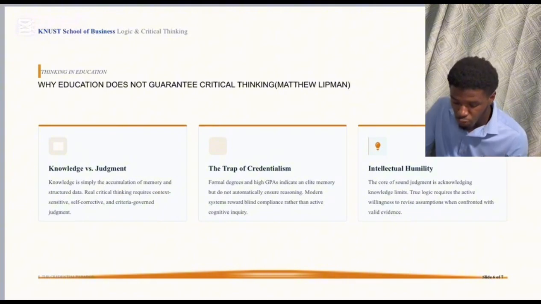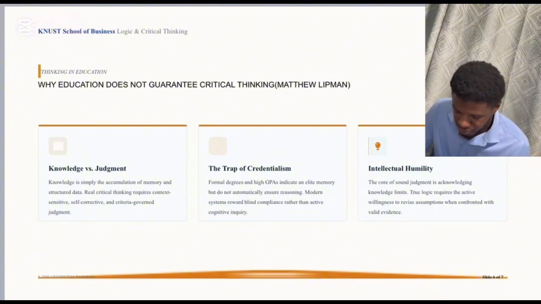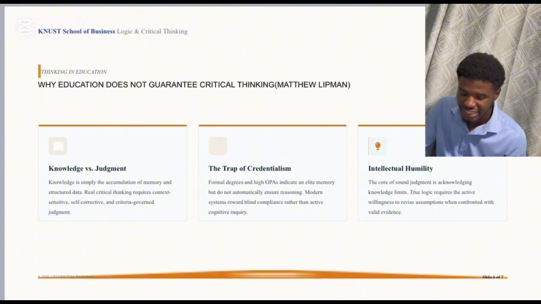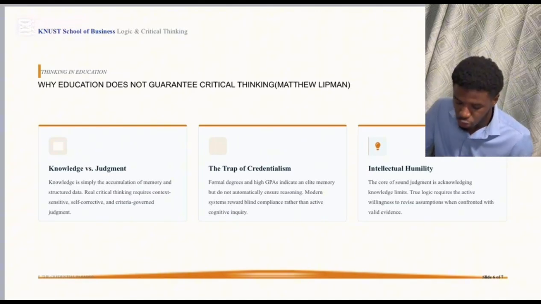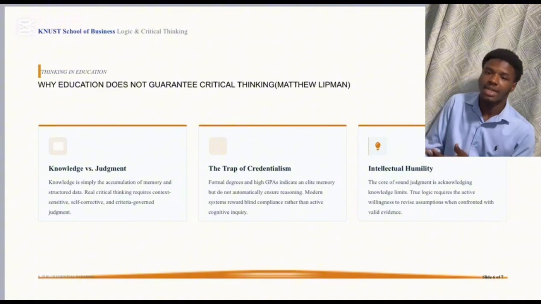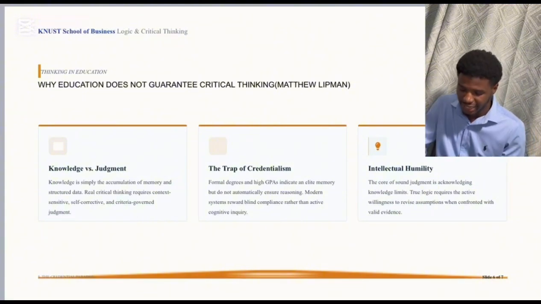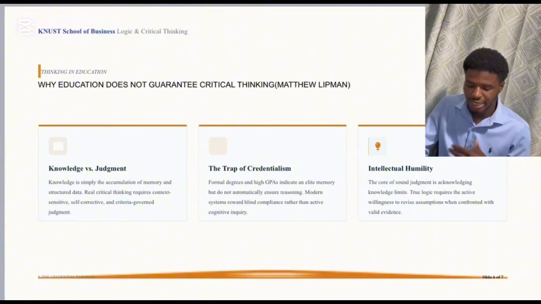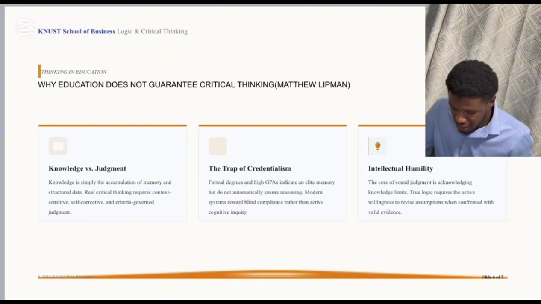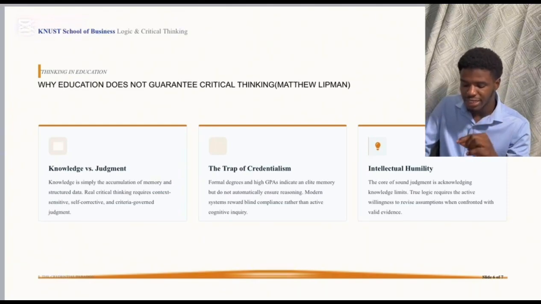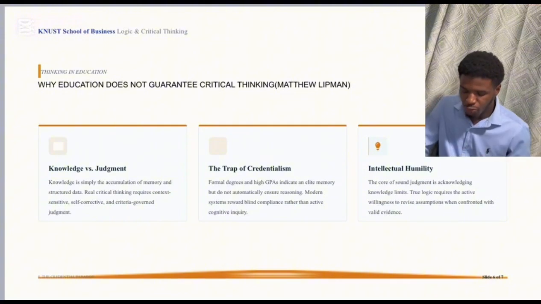So now let's move on to the trap of credentialism. Credentialism is the belief that having a certificate, degree, or high GPA automatically means someone is intelligent or a critical thinker. But Lippmann disagrees with this idea. He argues that academic qualification only shows that a person has completed a course of study. It does not necessarily show that the person can evaluate evidence, solve problems logically, or question assumptions.